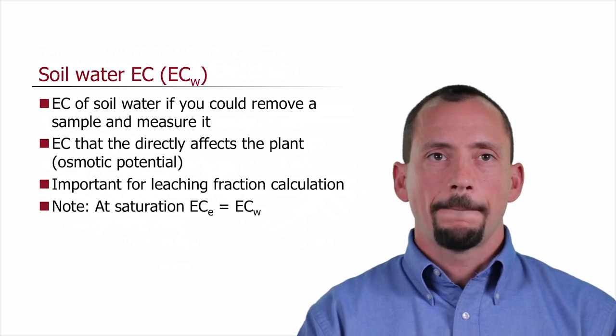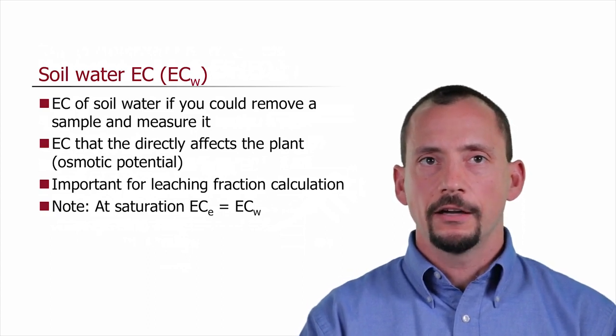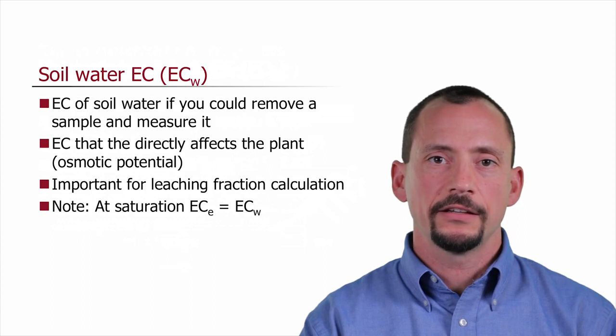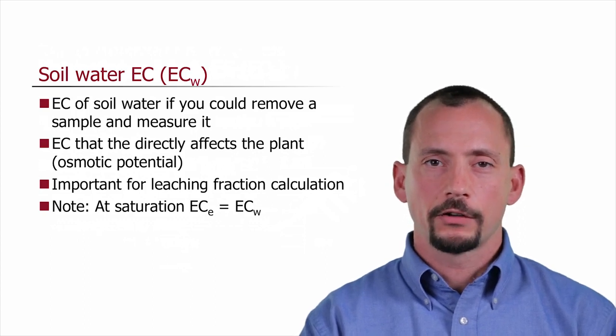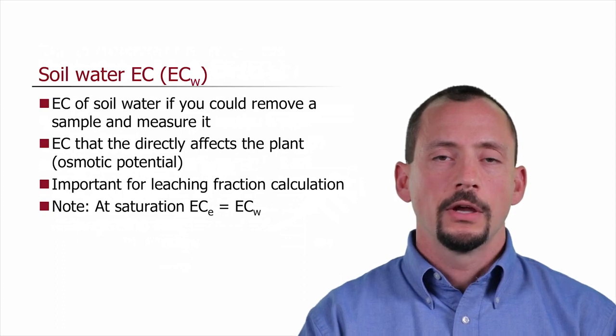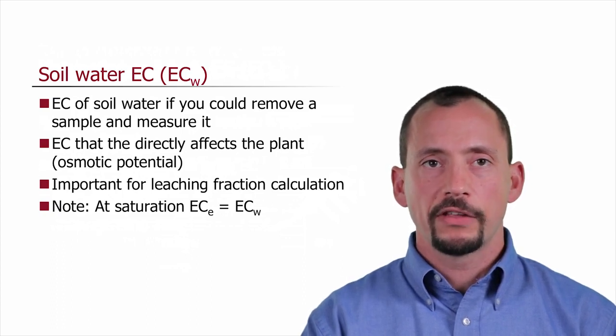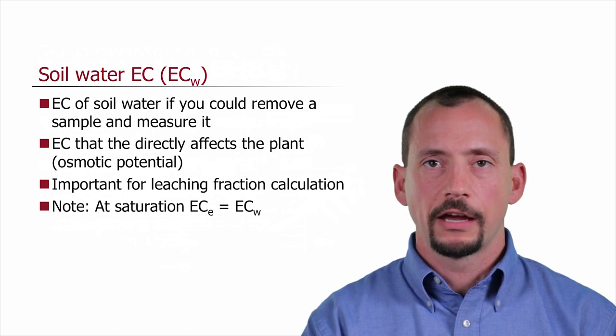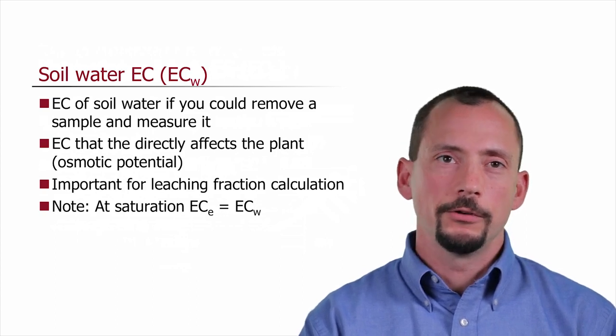This is the EC that directly affects the plant. This is what the plant is sensing in terms of osmotic stress and osmotic potential. It's also an important variable because that's what we're going to use in our leaching fraction calculation that's coming up here in a few minutes.